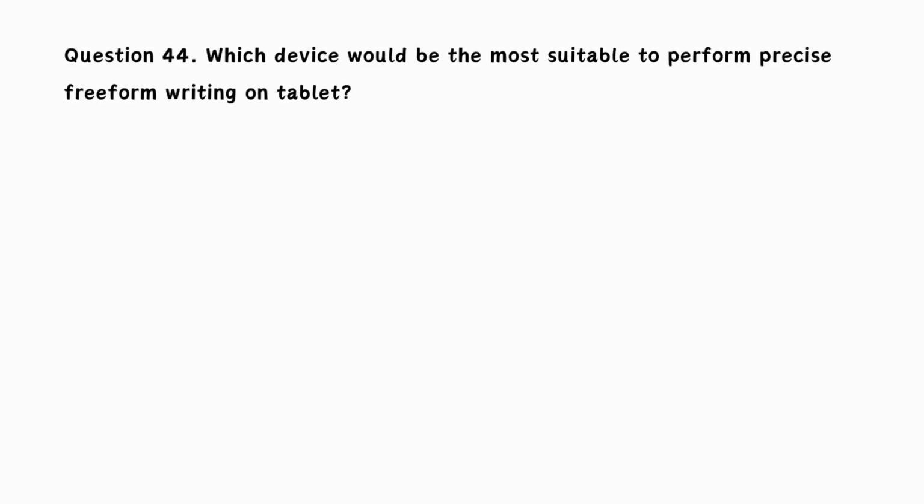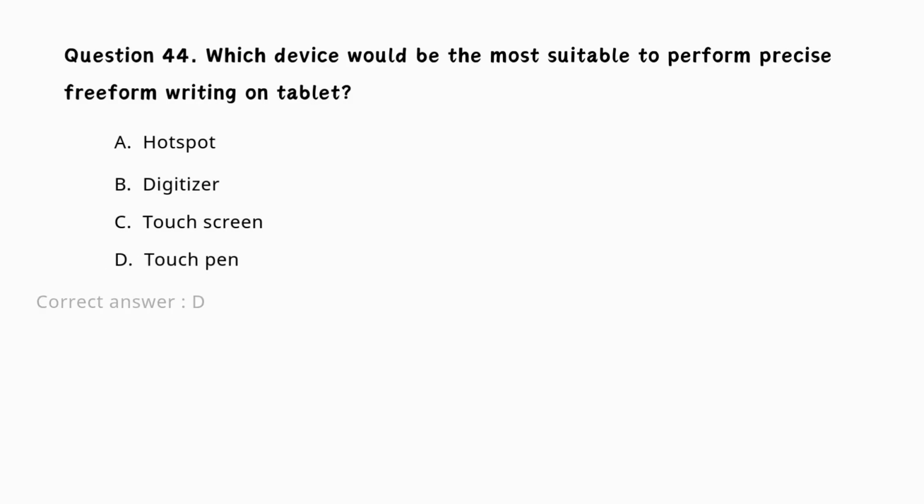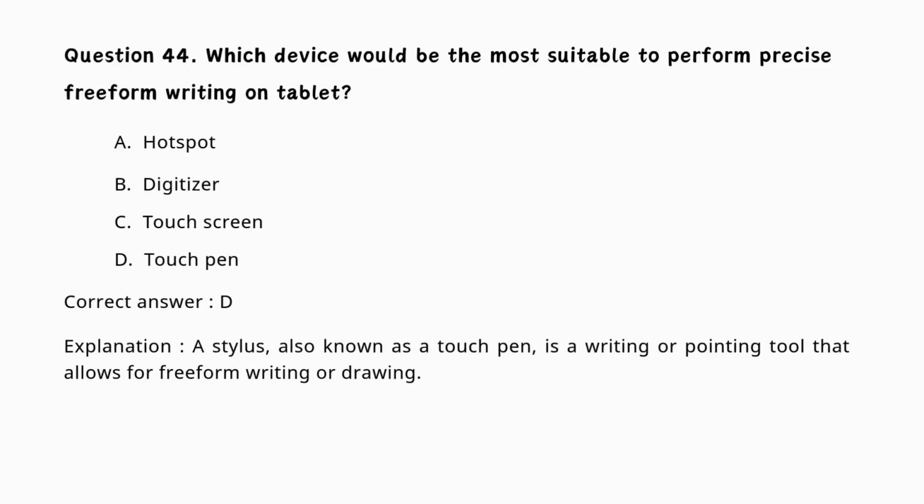Question 44. Which device would be the most suitable to perform precise freeform writing on a tablet? A. Hotspot. B. Digitizer. C. Touchscreen. D. Touchpen. Correct answer D. A stylus, also known as a touch pen, is a writing or pointing tool that allows for free-form writing or drawing.